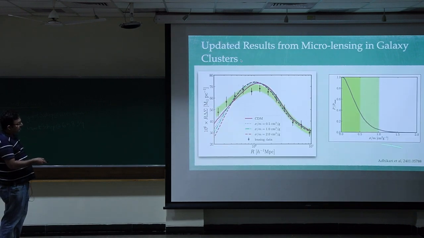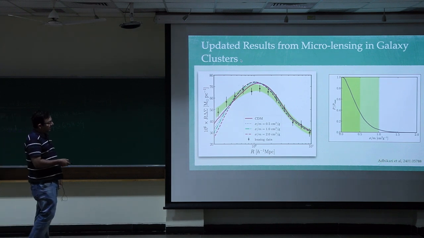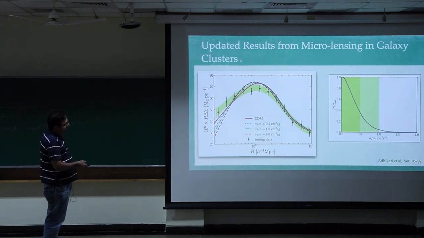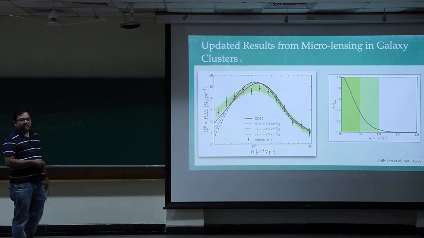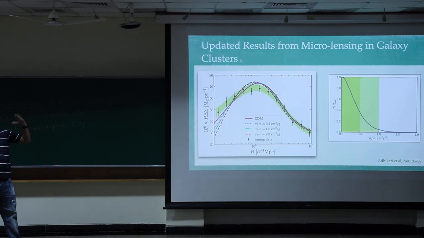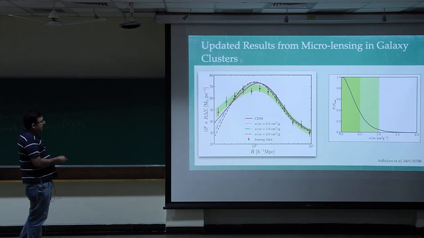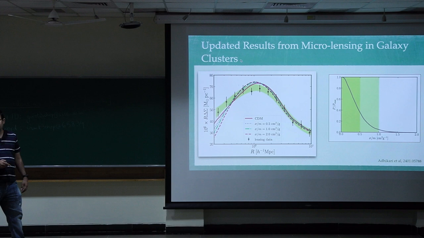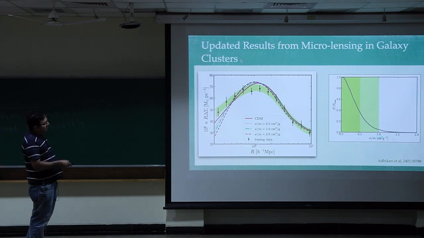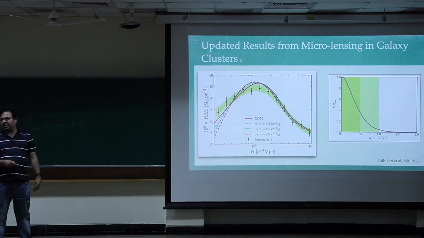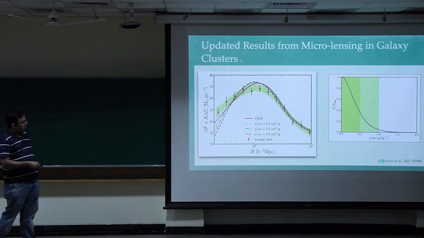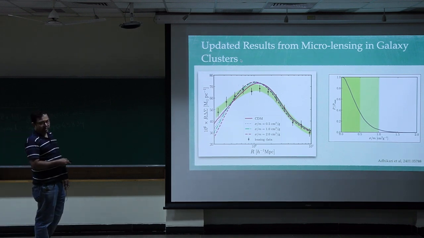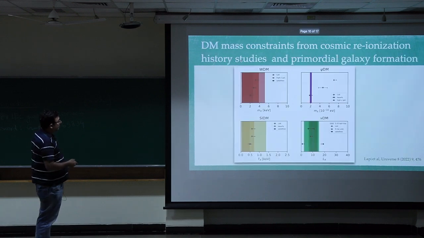So this is an updated result done by Adhikari et al., published this year, where they look at a similar kind of analysis, of course a much more detailed n-body simulation, over a cluster galaxy, and they compare it with microlensing data, and they get a limit which is even better than the limit that you get from the Bullet Cluster, and it's just 1 centimeter square per gram at 90% confidence level.